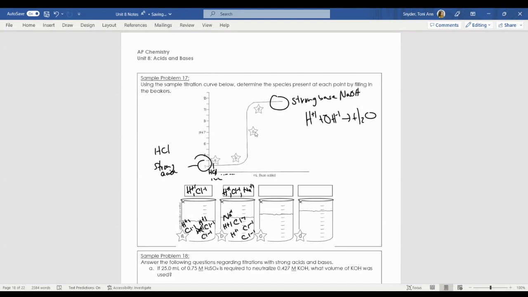Once I reach C, that is my equivalence point. Notice how it's right in the middle of this vertical line. And you'll see that C has a pH of 7. That means that this solution is neutral, so I have an equal amount of acid and base. If all of this acid has reacted, that means I have no acid left. In fact, I started to add more hydroxide to this.